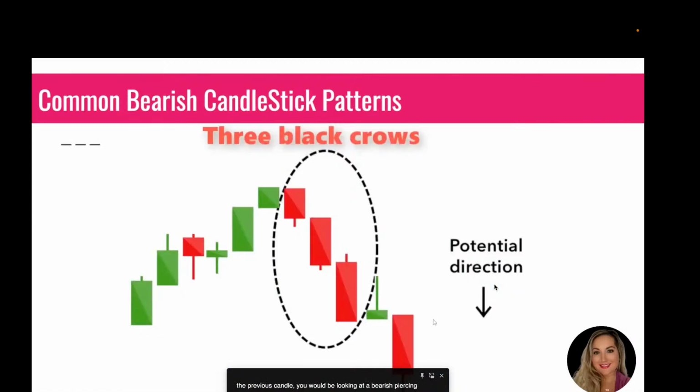3 black crows is the opposite of the 3 white soldiers. So you would look for this pattern after an uptrend. You would see it form when you have 3 strong bearish candles, all opening and closing at a lower price than the previous candle. So you can see you have a strong bearish candle, closes here. The next one opens at that price, closes lower with no retracement.